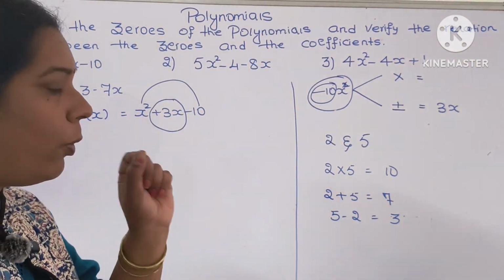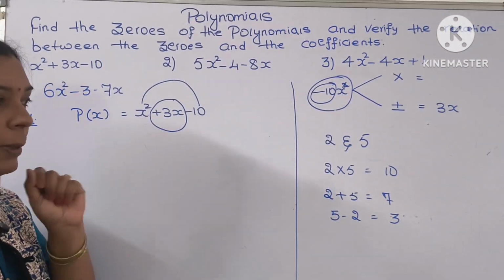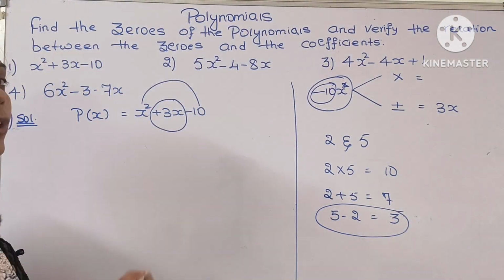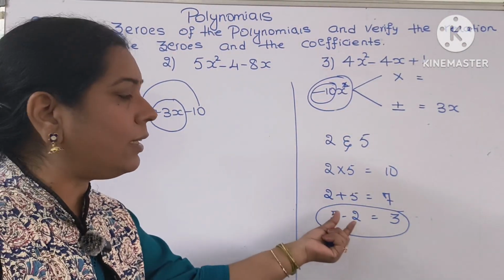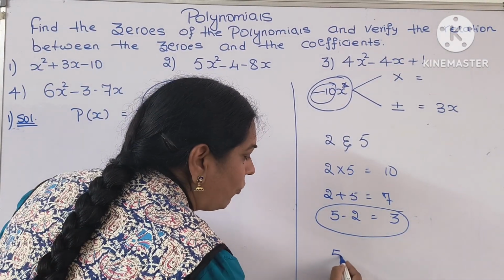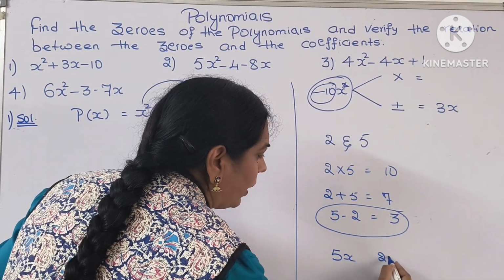Now, this is a very important hint that I am going to give, remember. What is it that you are doing to obtain the middle term? You are subtracting the factors to get the middle term. Then, it is confirmed that the factors are 5x and 2x.